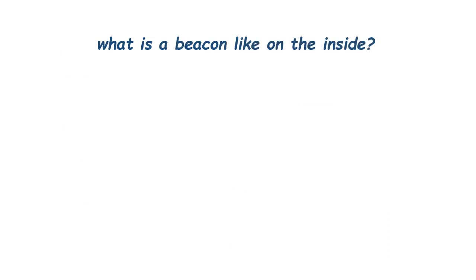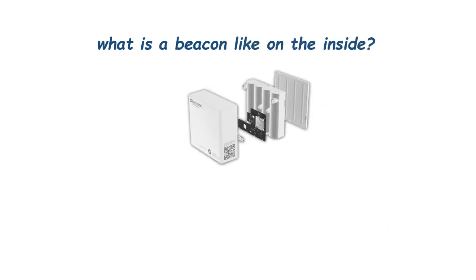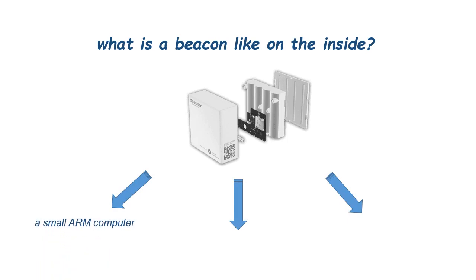Now, we want to know, what is the physics behind a Bluetooth smart beacon? What is a beacon like on the inside? A beacon is designed with three major components: a small ARM computer, a Bluetooth smart connectivity module, and batteries for powering the entire circuit. The CPU of the ARM computer has an antenna attached to it, which broadcasts electromagnetic waves with specific length and frequency.